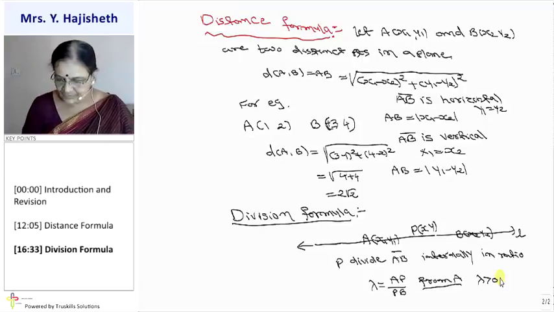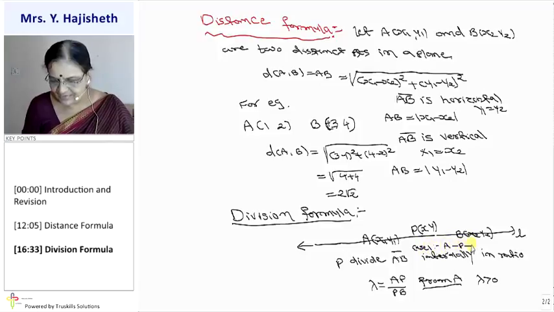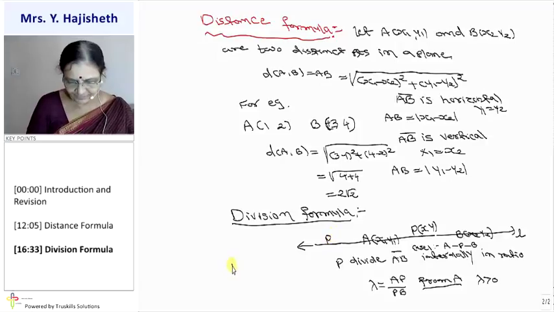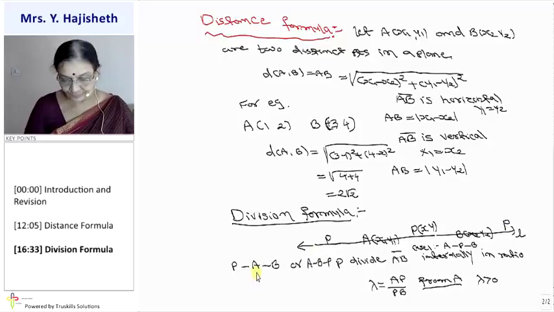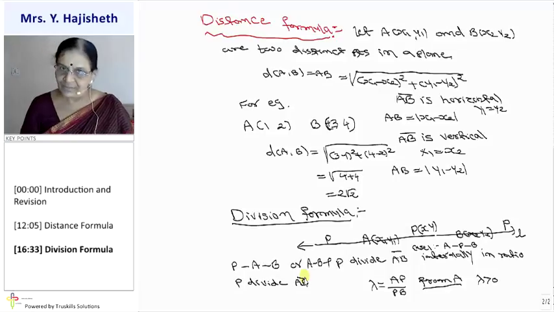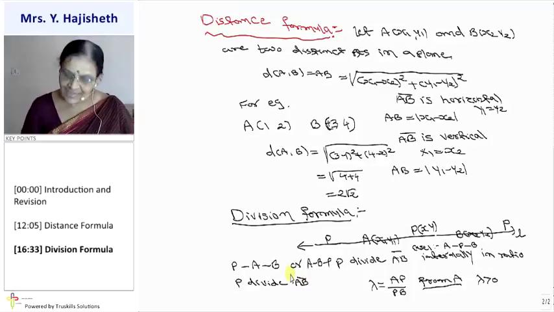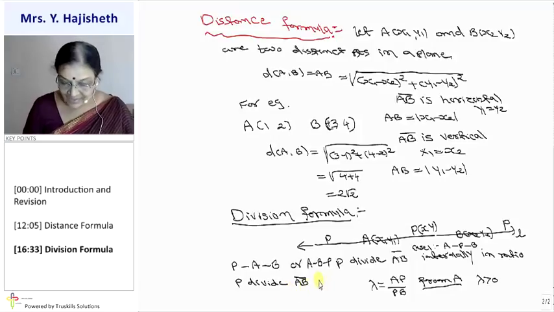Suppose, this is case number 1, A-P-B represents the position of P in between A and B. Suppose P-A-B or A-B-P. Suppose P is somewhere here or P is somewhere here. Then I can say that P is a point on line AB, but it divides line segment AB externally.